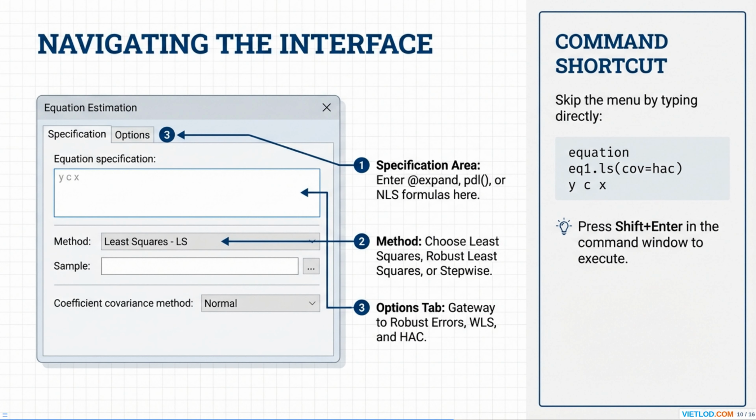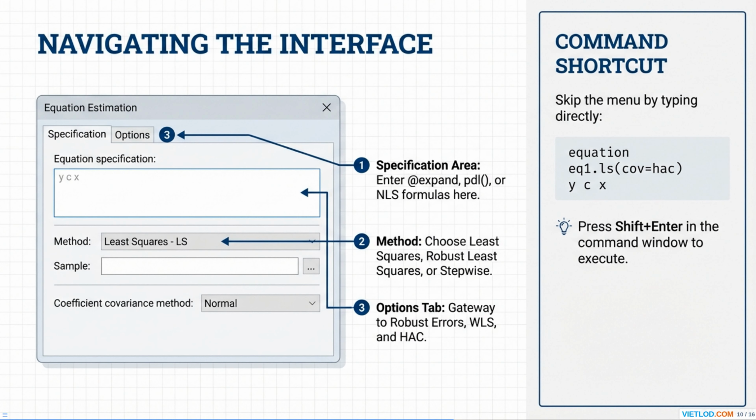Below that, the method dropdown lets you select your primary estimation technique. While least squares is the default, EViews offers other options like robust least squares or stepwise. Crucially, the Options tab is your gateway to many of the advanced tools we've discussed. This is where you can specify robust covariance methods like White's heteroskedasticity consistent errors, or HAC, and configure weighted least squares. For those who prefer efficiency, EViews also provides powerful command line shortcuts.